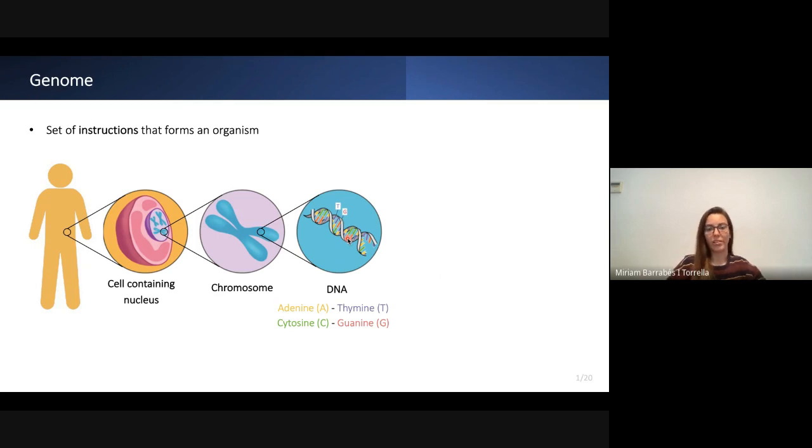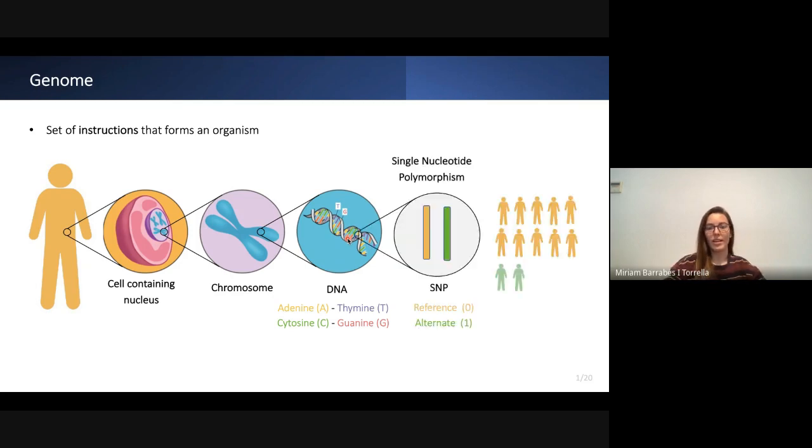So we are only interested in around 2% of the genome, which contains variations. And these positions are called single nucleotide polymorphisms, also referred to as SNPs. And in each of these positions, there are two bases that are possible. The base which is common in the majority of the population is called the reference, and it is encoded with a 0. The base which is less common in the population is called the alternate, and usually it is represented with a 1.